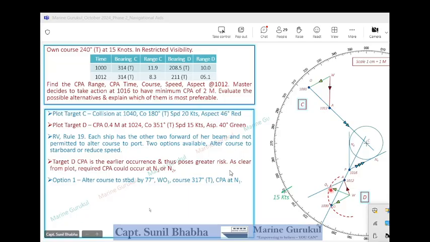You can see the W to Oscar 1 vector coming up. Now this W to Oscar 1 gives us our first option. If the own ship's course becomes W Oscar 1, then the triangle which we will have will be W Oscar 1 A.